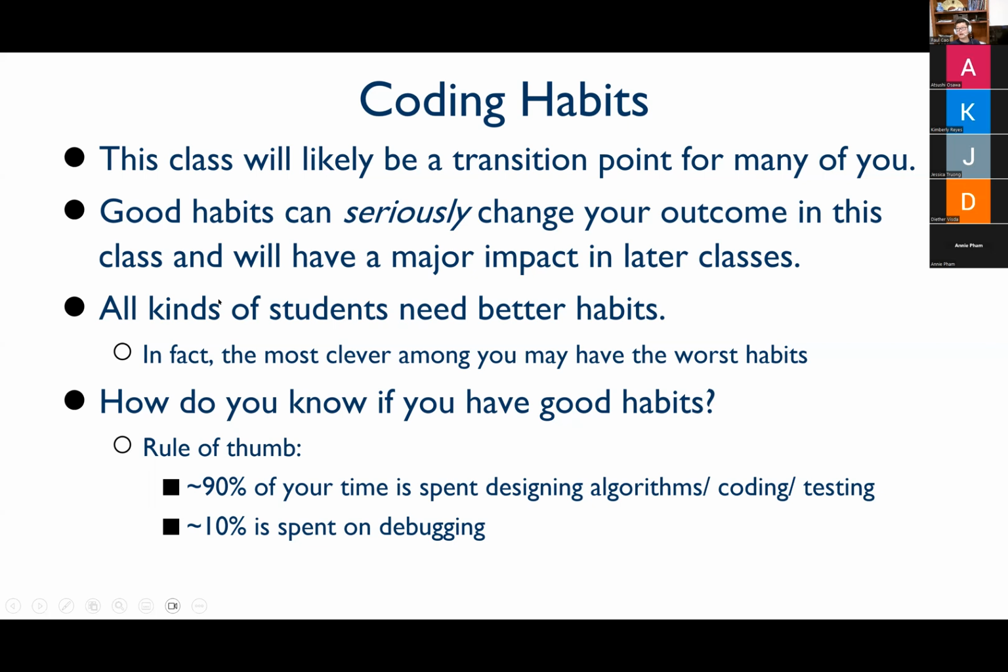You say, well, I already have a ton of coding experience before I take this CSE 8A. It doesn't mean that you have good habits. In fact, some of the most clever, some of the most experienced people may have bad habits. So how do you know you have good habits? It is measured against how much time you design on paper. In other words, you're trying to come up with an idea. How long does it take you? And are your ideas correct? How did you come up with that idea? How did you verify if your idea is right or wrong?